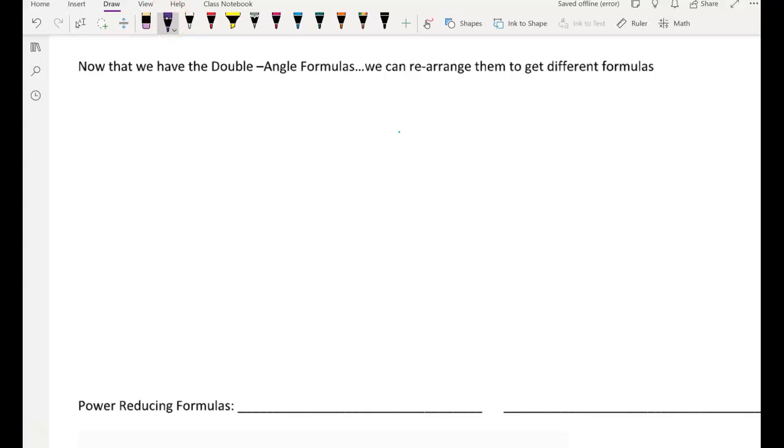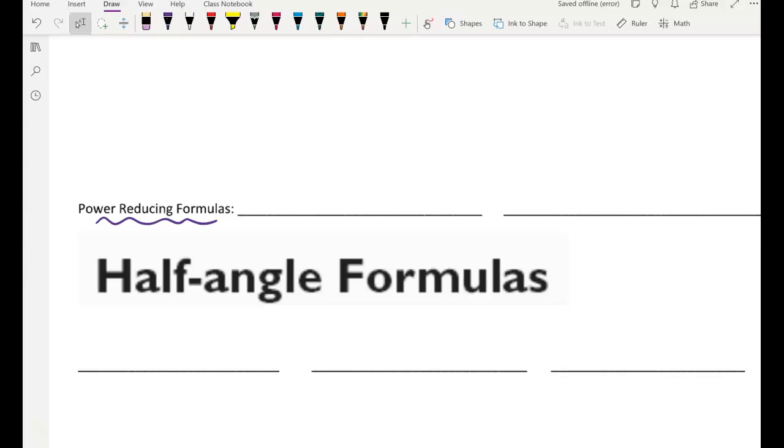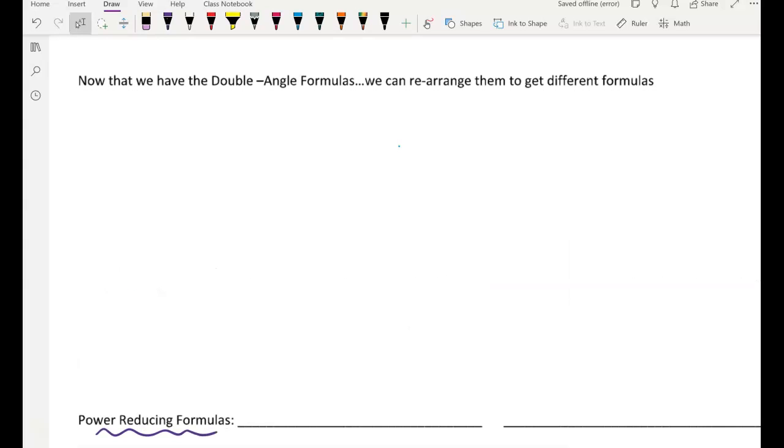Okay guys, so now that we have all of those beautiful double angles, we are going to manipulate them to derive more formulas, okay? So we're going to do power reducing and half angle from your double. We're just going to pick one of them, because if we can do one, we can do all. So let's do cosine of the double.